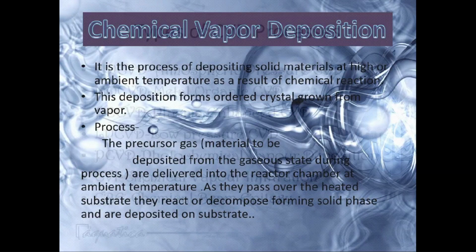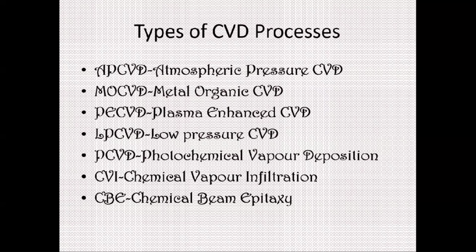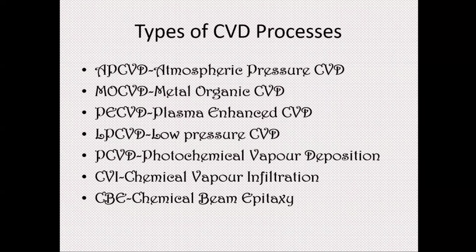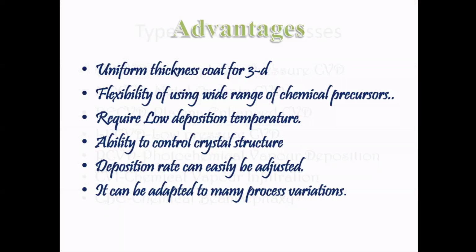So there are different types of CVD process: APCVD, atmospheric pressure CVD, metal organic CVD, plasma ion CVD, etc., just for your information. So what are the advantages? As I told you, we can control the flow of the target. We get uniform thickness. We can even control the thickness of the film, right? Even we can control the temperature. So by controlling the temperature, we can control the crystal structure also.